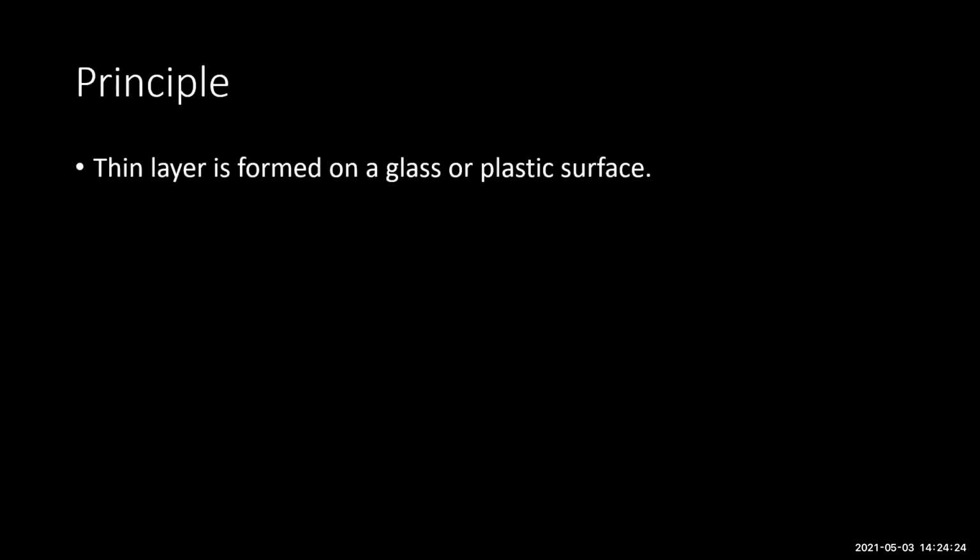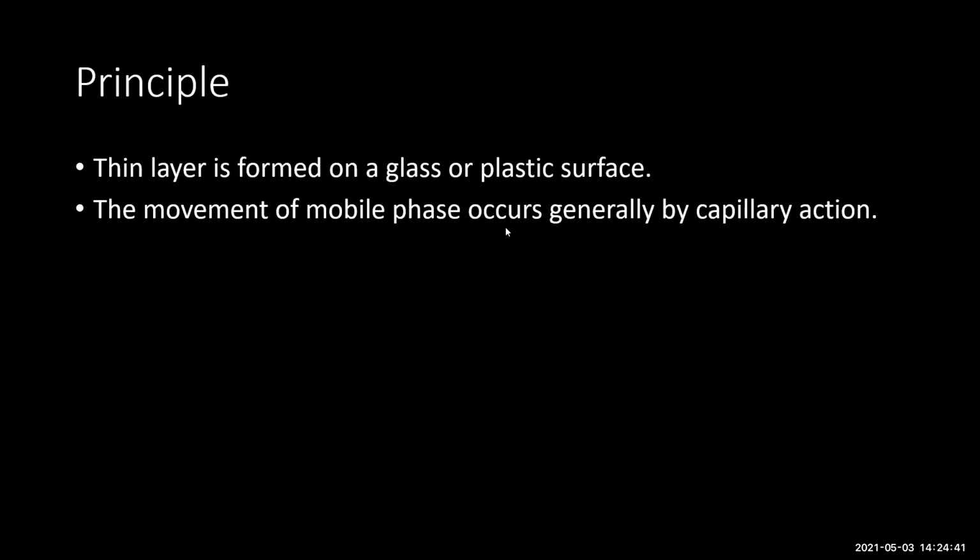So the proper principle. A thin layer is formed on a glass or plastic surface, as we have seen. The base for thin layer chromatography is either a thin sheet of glass, plastic, or aluminum foil. On top of that, the thin layer is constructed that becomes our stationary phase. The movement of the mobile phase occurs generally by capillary action, because it is liquid. Most of the time it moves by capillary action, but when gas and liquid are involved as stationary phase, there is no longer capillary action, and it might require a pump.